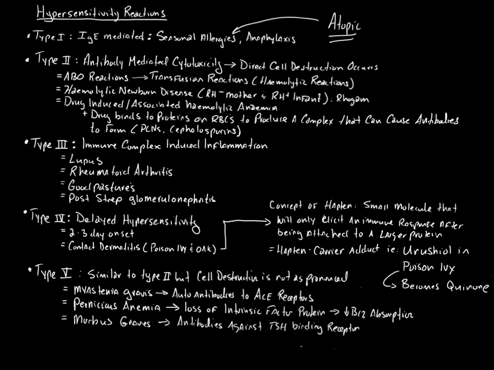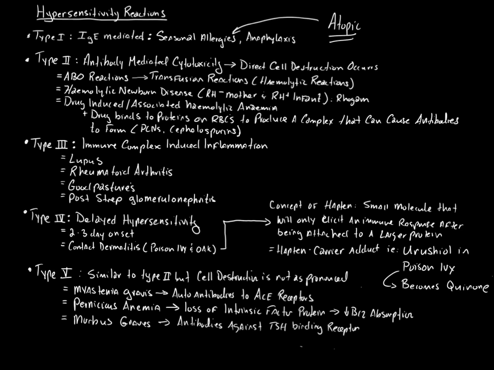Okay, moving right along. Type 2 hypersensitivity reactions are also antibody mediated, and the big thing we need to know here is that this leads to cytotoxicity, right? Cell toxicity. People that have type 2 hypersensitivity reactions have direct cell destruction. These are really important when it comes to transfusion reactions, for example. ABO transfusion reactions are a very important part of that.